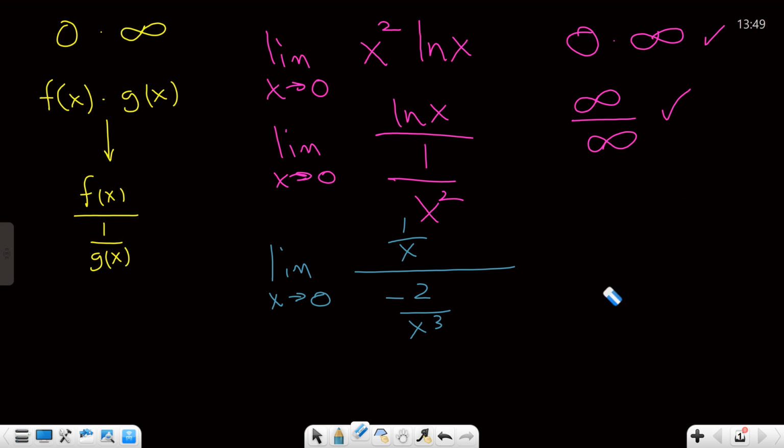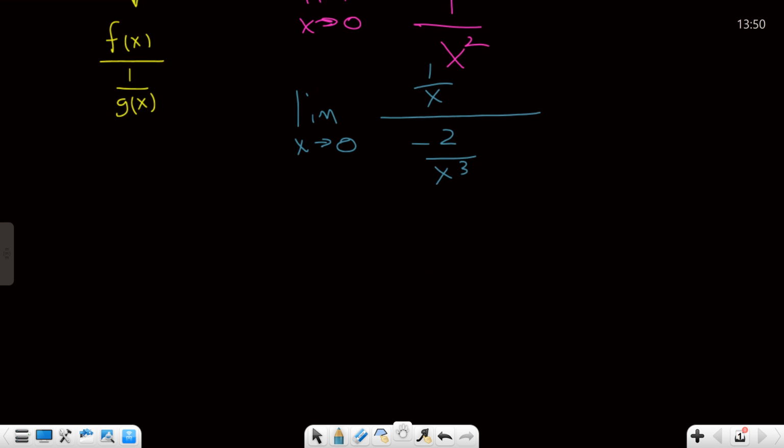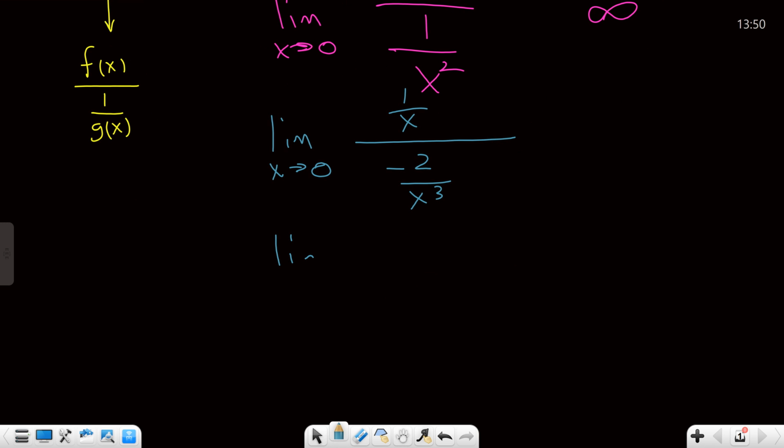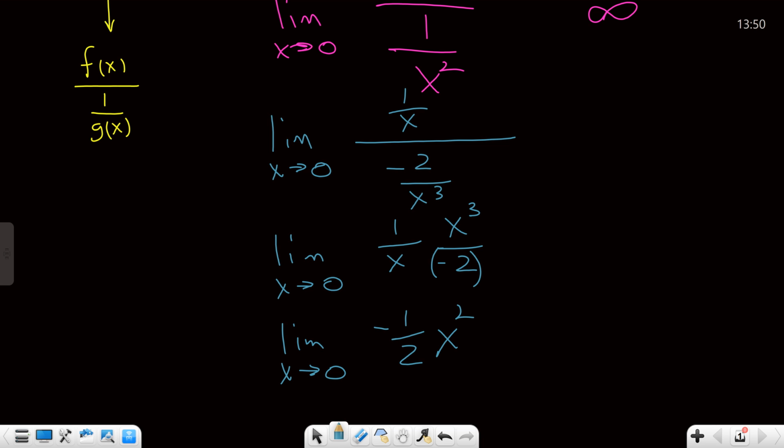Okay, which means dividing by a fraction is the same thing as multiplying by its reciprocal. So this becomes the natural log as the limit as x approaches 0 of 1 over x times x cubed over negative 2. Put that in parentheses so it doesn't get mistaken as a minus. X approaches 0 of negative 1/2 x squared. I'm done with the algebra. Now I just plug and chug again. And sure enough, 0, done.